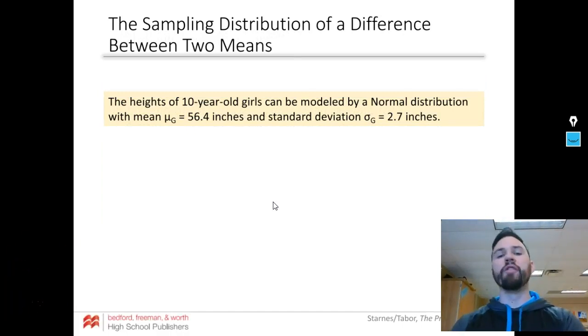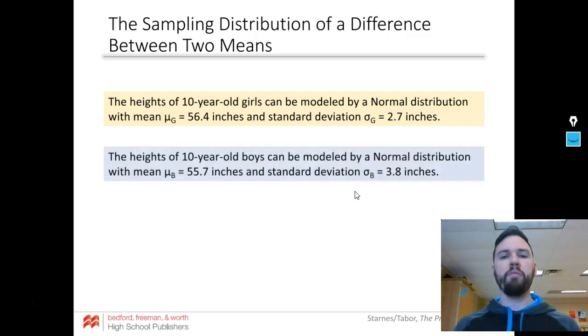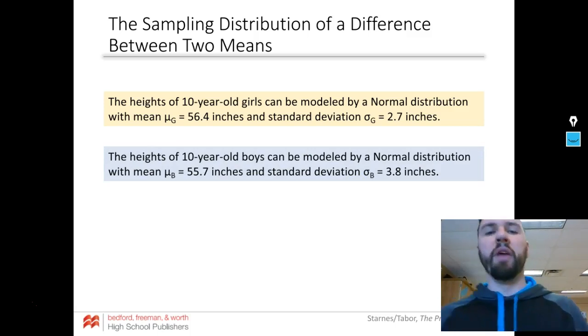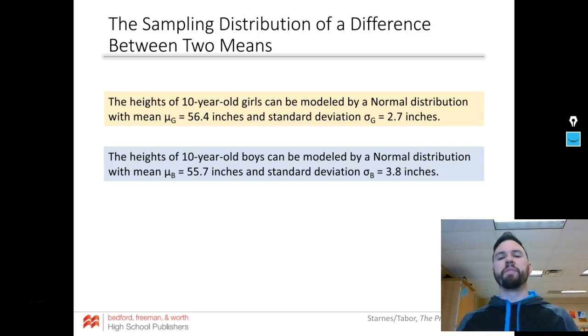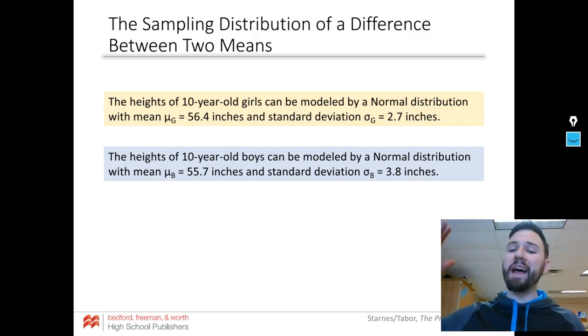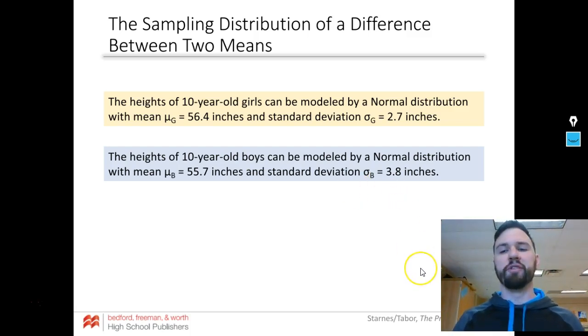Alright, so let's say we're just looking at 10-year-old girls and their height. Their height can be modeled with a normal distribution with a mean height of 56.4 inches and a standard deviation of 2.7 inches, right? Then we look at boys, same thing. Normally distributed, the height is 55.7 inches, standard deviation is 3. So there's more variety in boys, but they're usually shorter when they're 10. If you don't believe me, go walk down the middle school.